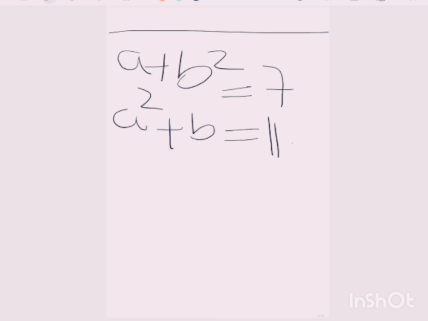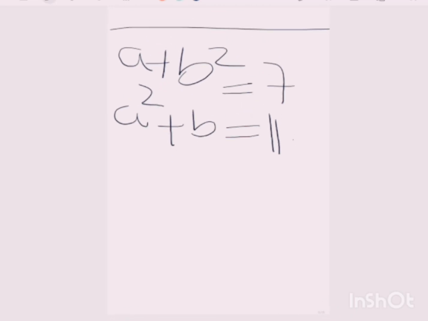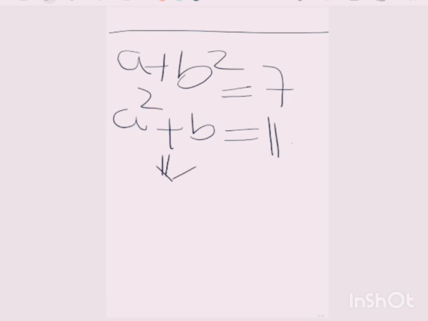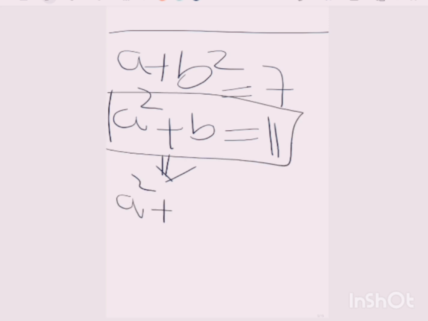So from these two equations I can do one thing. First, I can write this thing: a square plus b equals 7 plus 4.